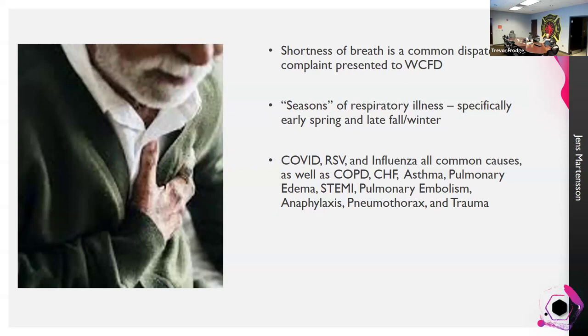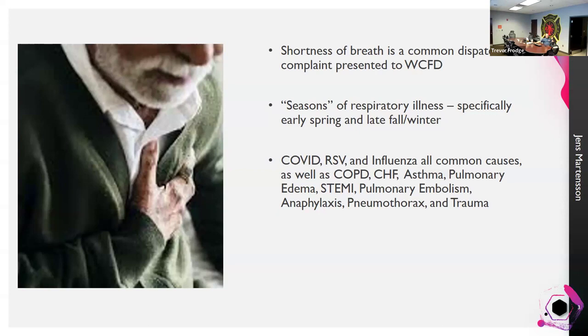But you can also have COPD, right? So chronic obstructive pulmonary disease, congestive heart failure, asthma. You can have flash pulmonary edema. You can have acute myocardial infarction, STEMIs and non-STEMIs, pulmonary embolism, anaphylaxis, pneumothoraxes, the simples and the tensions, and then trauma, right? So pulmonary contusions, broken ribs, all of those can lead to respiratory components and causes of shortness of breath. So there's a lot of different things that cause dyspnea or shortness of breath.